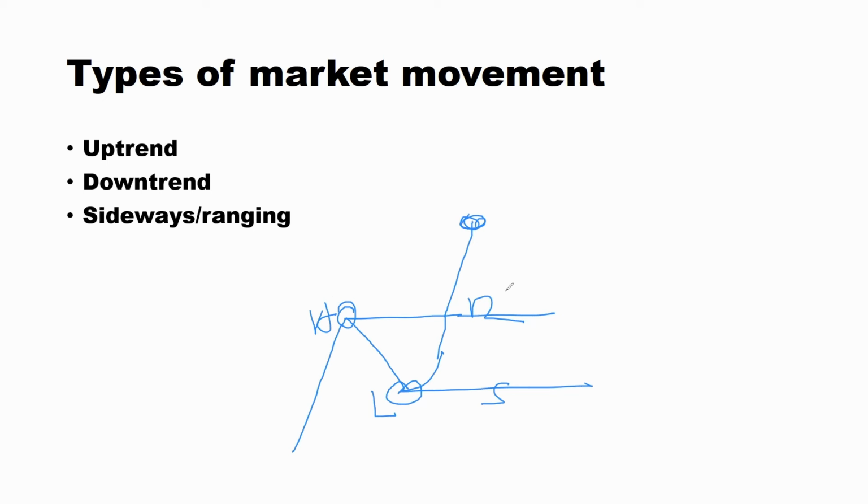And once the resistance is broken, what does it become? It becomes a support. And this new turning point here, which the market has created above, becomes your new resistance. In simple terms, once resistance is broken, it becomes support. And once support is broken, it becomes resistance, right? It just depends on where your current price is.